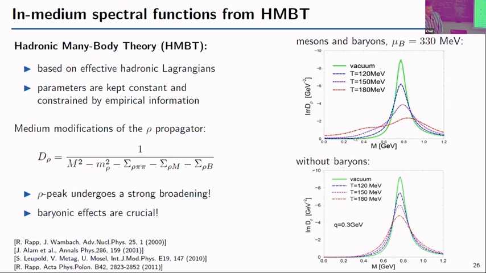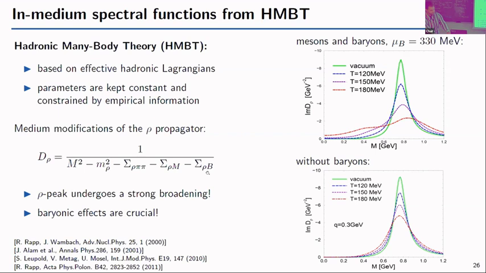In comparison, you also see what happens if you don't include the baryons. Then the melting happens in a very different way and not so strongly. So you really need the baryons at finite chemical potential to get a correct description. And the typical propagator in this formulation looks like what you see on the left. You have the rho mass, and then you have all kinds of contributions to the self-energy, the typical pion cloud, and the meson contributions and baryon contributions.